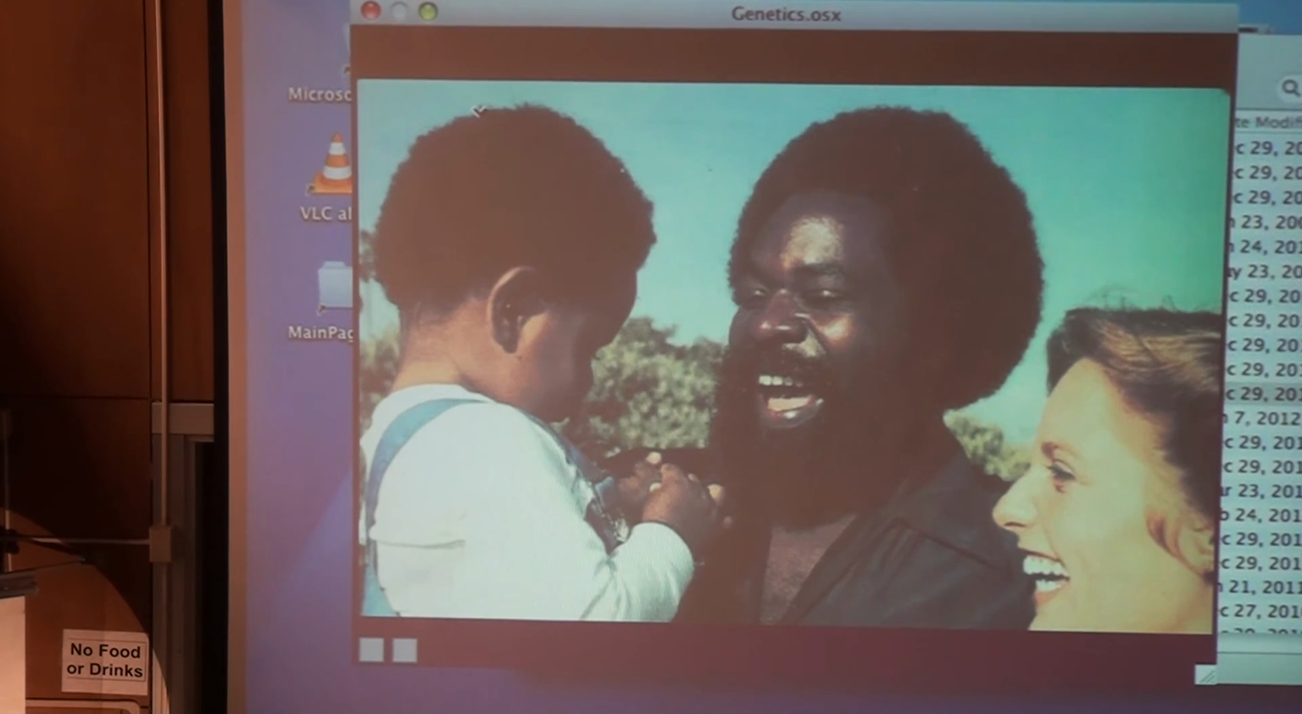Like some people thought that traits are always blended with each other. If you look at these two people, very dark skinned and very light skinned, and the baby looks somewhere in between, a lot of people say, well, traits always just blend into each other as if you had white paint and black paint and mixed them together. And in some cases, it does appear that that's the way genetics works.